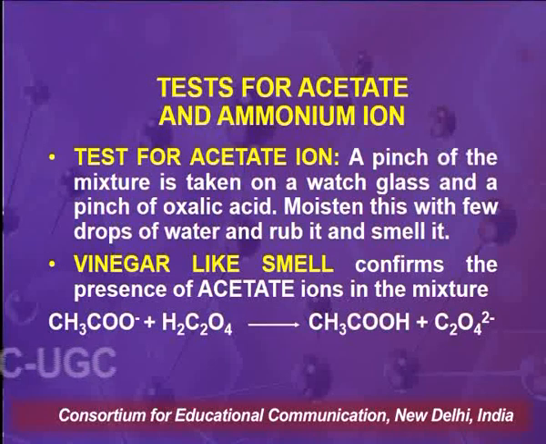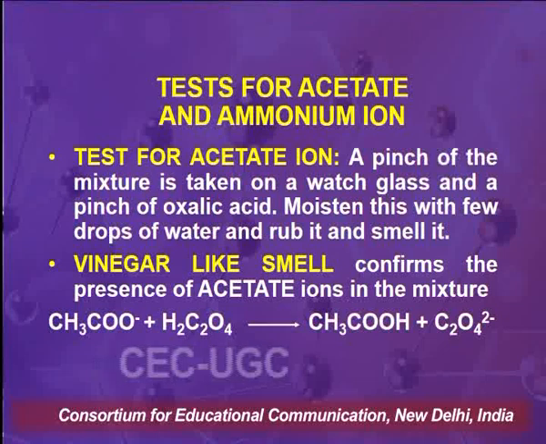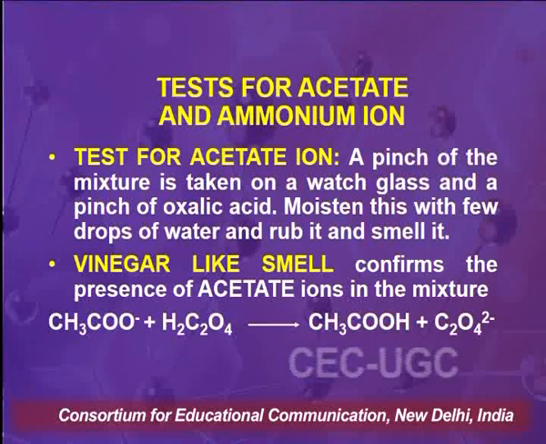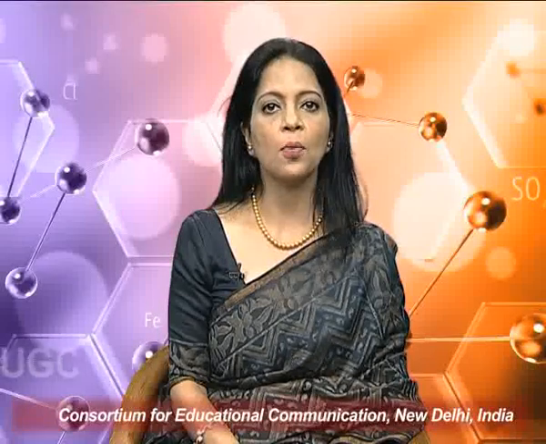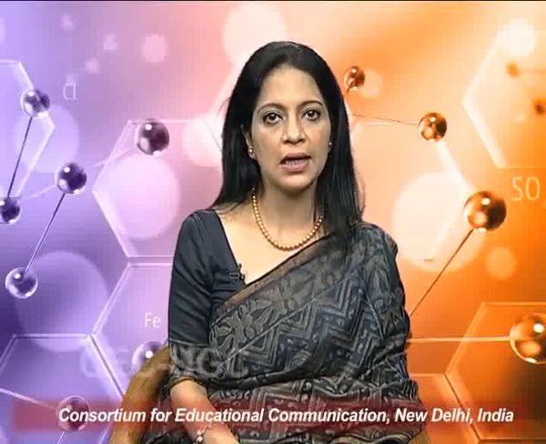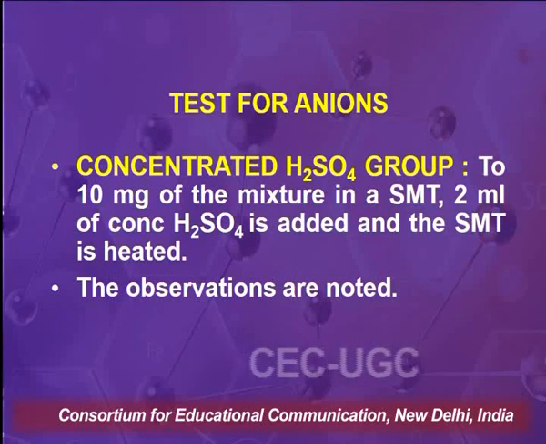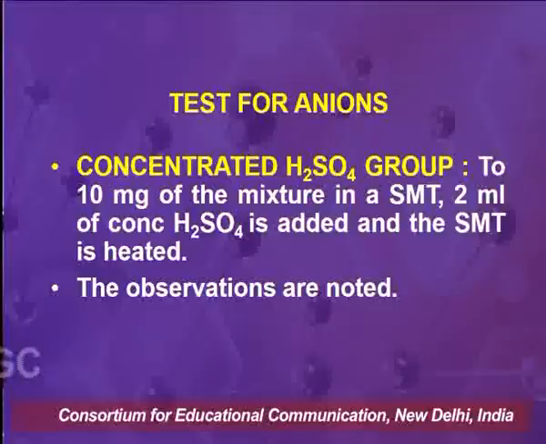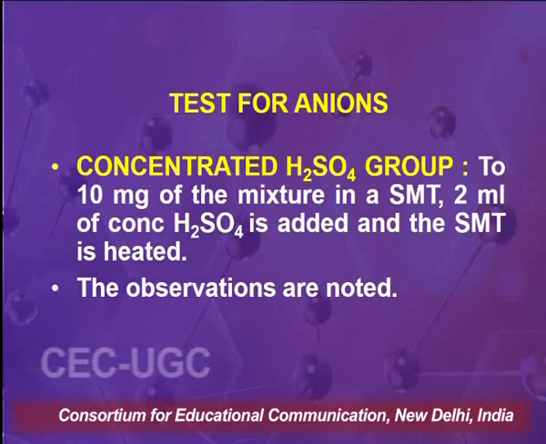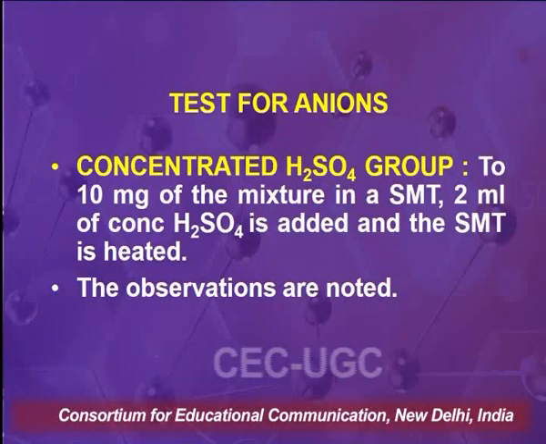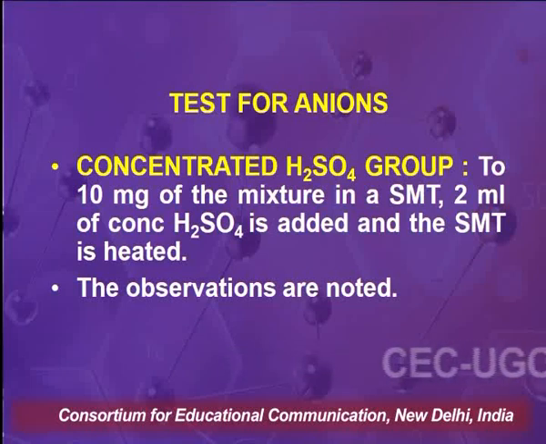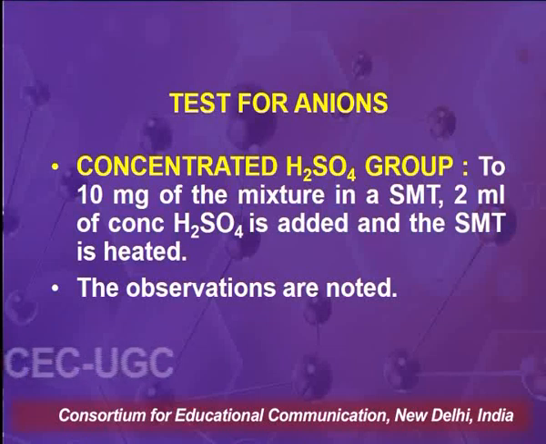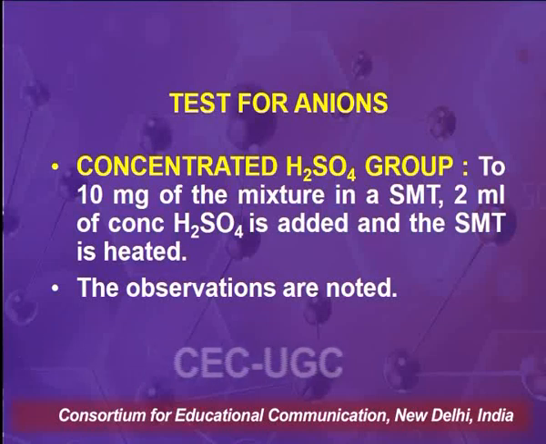Since ammonium ions and acetate ions are both detected by their smell test, they have to be performed at the very beginning of the analysis. Moving on to the test for anions in the concentrated sulfuric acid group, the mixture is taken in a semi-micro test tube and 2 ml of concentrated sulfuric acid is added to it. The semi-micro test tube is then heated, and various observations are noted.